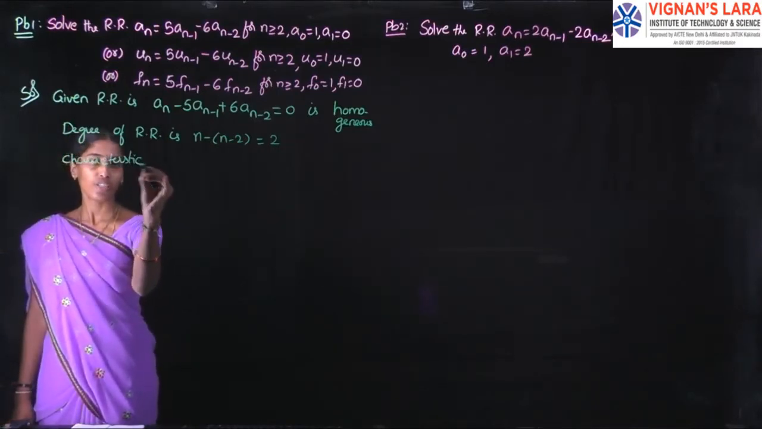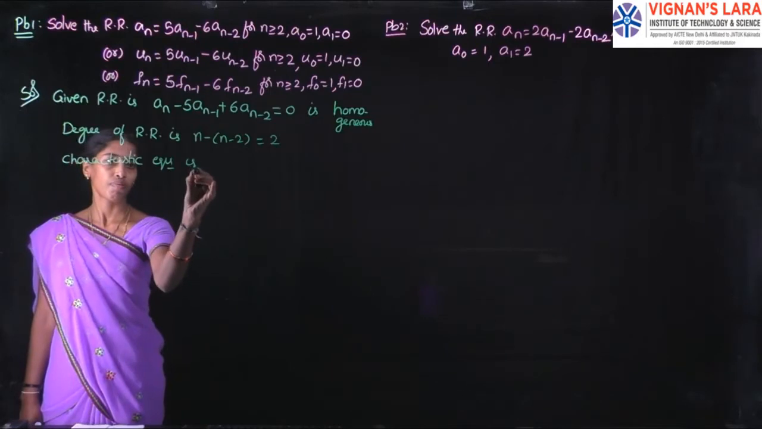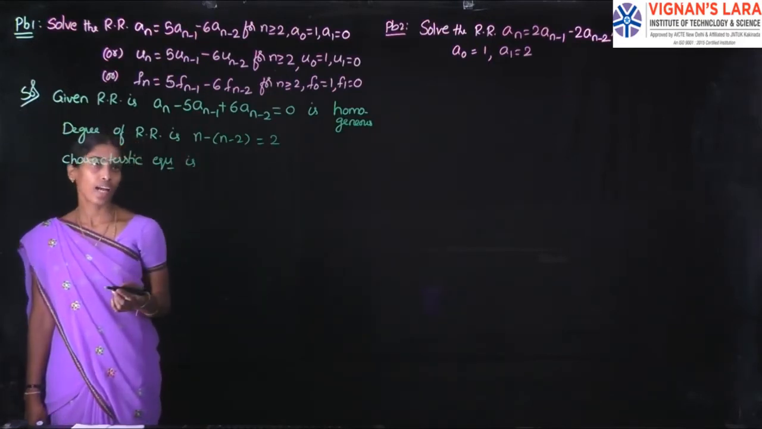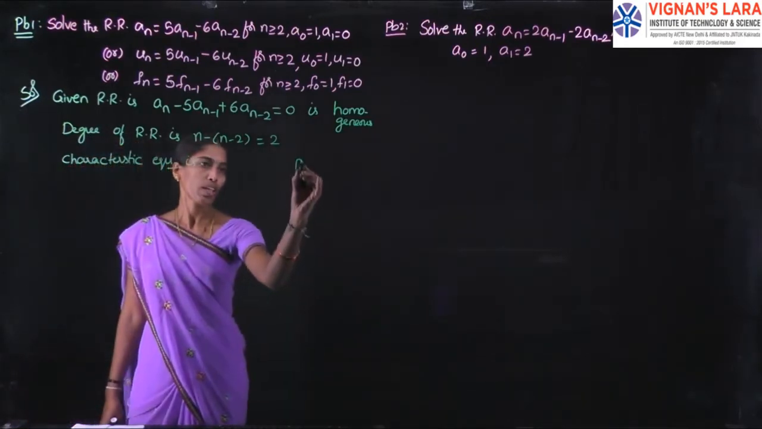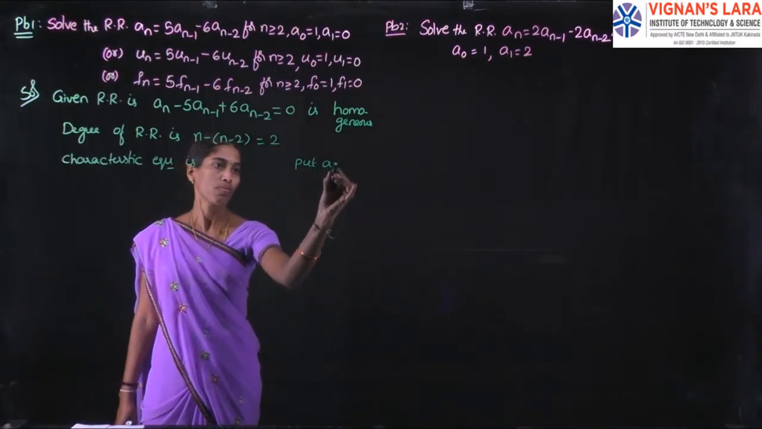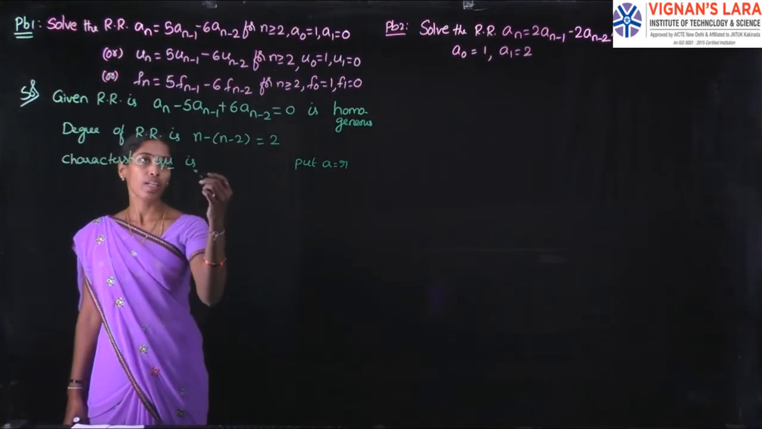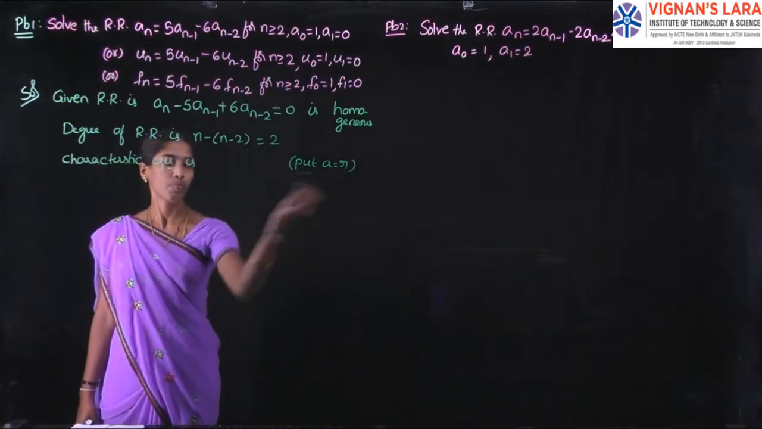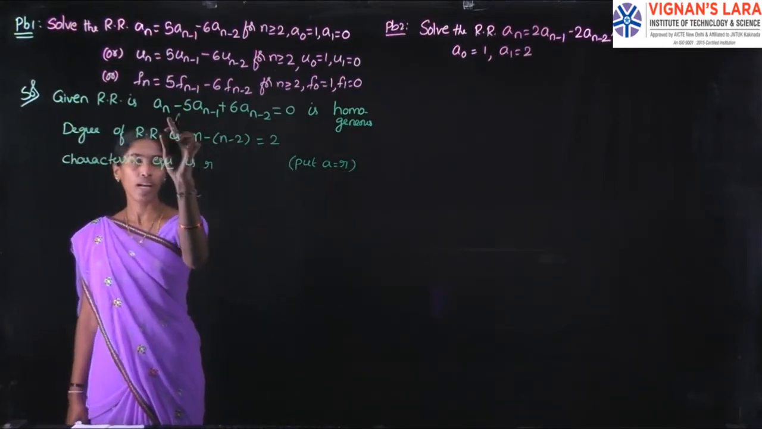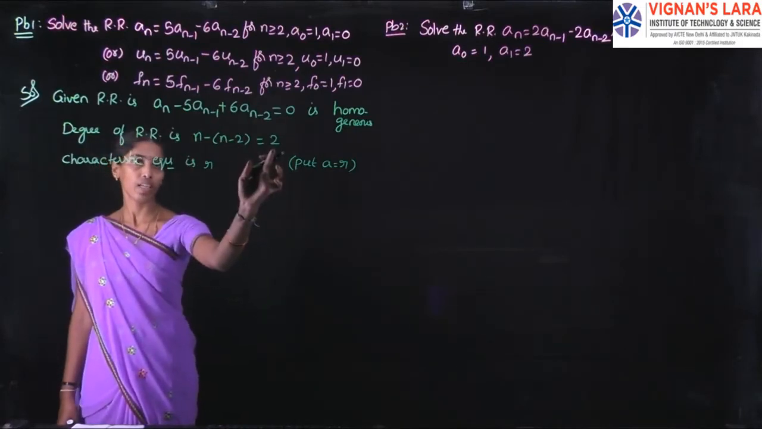Characteristic equation is, so how can we write the characteristic equation? Put a is equal to r in the given recurrence relation, right? And put n is equal to its degree. So n value is 2 because in this the degree is 2.